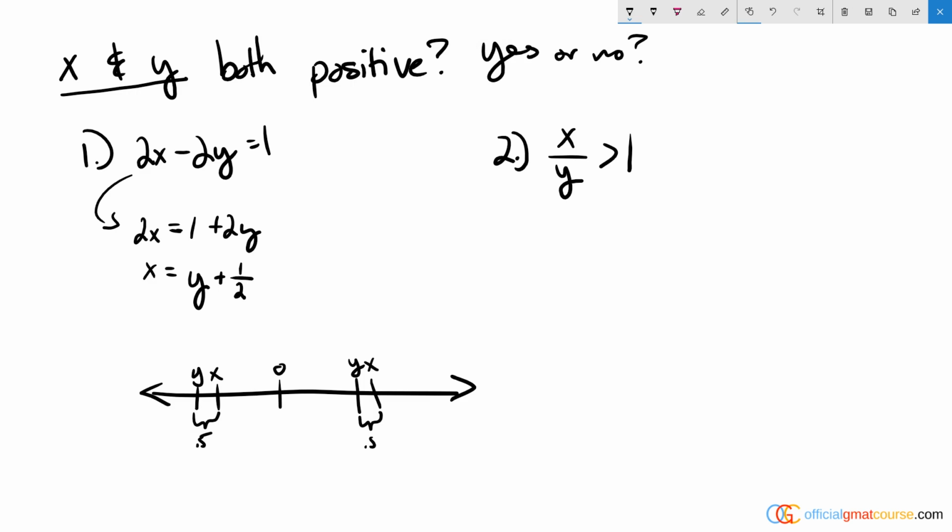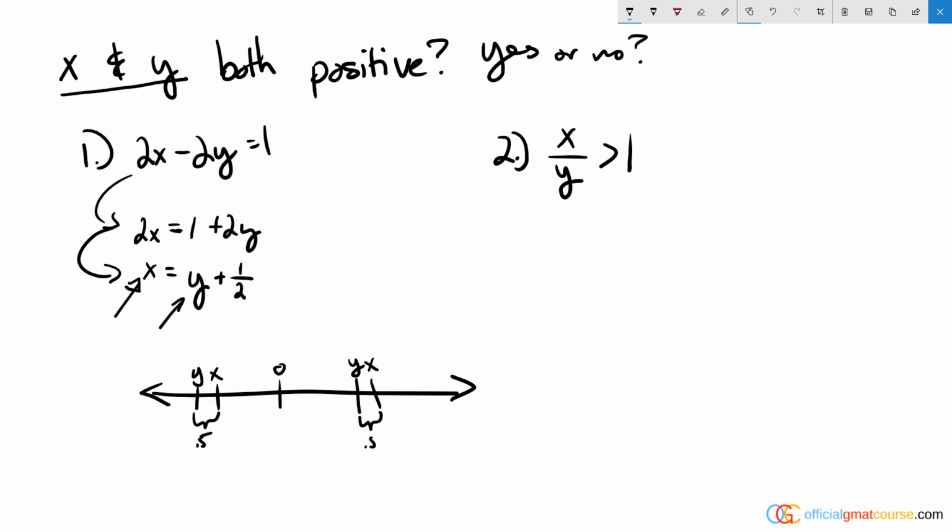So looking at statement 1, I think it's very important to be able to conceptualize this as a simplified version of the formula. They're not going to give you the best version of the formula most of the time. So it's going to be up to you to rework it into something a little bit more usable. In statement 1, I've converted this formula by adding 2y to both sides and then dividing both sides by 2 to get x is equal to y plus 1/2, which means no matter what I put in for y, x is going to be 1/2 larger.